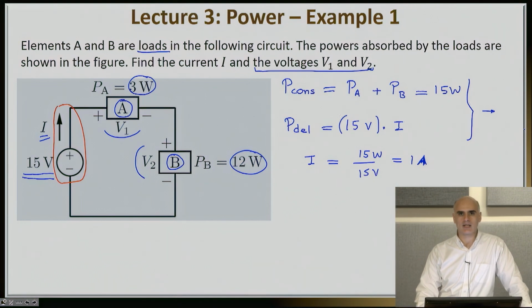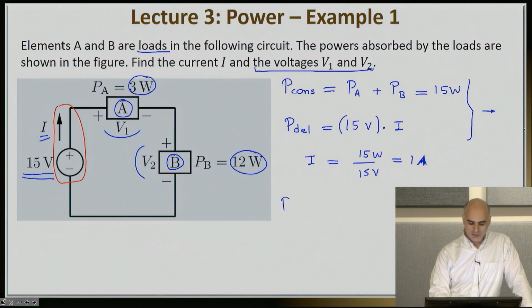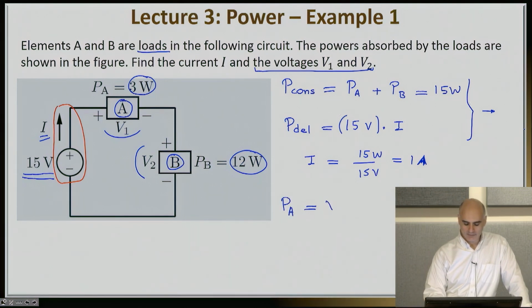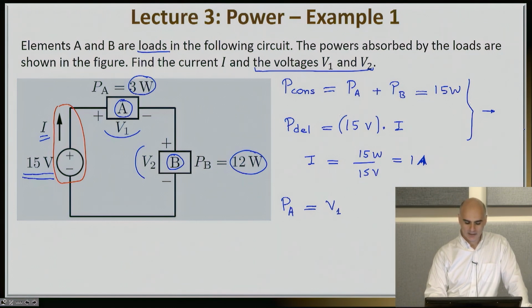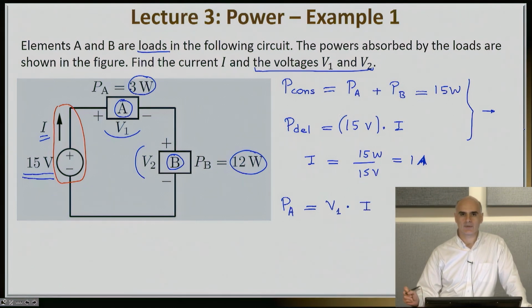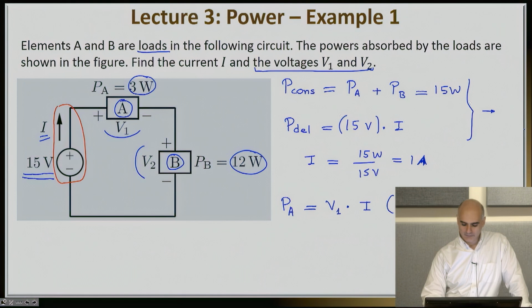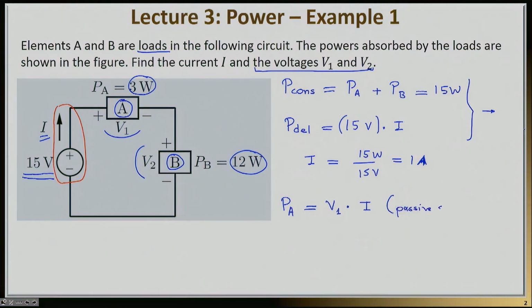Well, we can again solve this problem from an energy or power point of view. The power consumed by load A should be equal to the voltage difference across its terminals, which is here indicated as V1, times the current I that flows through this load A, provided that I have passive sign convention. Because if I don't, then this V times I is not equal to my consumed power. It would have been equal to the delivered power.